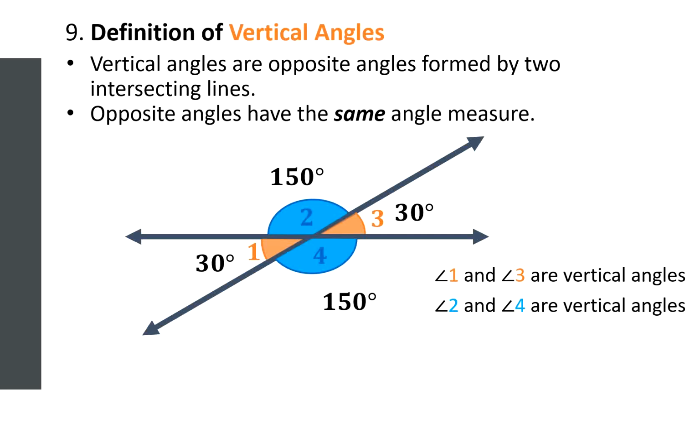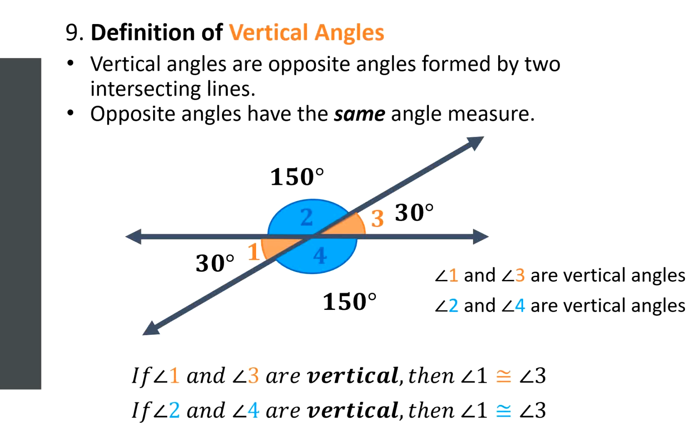So, therefore, we can write an if-then statement based dito sa figure na to. If angle 1 and angle 3 are vertical, then angle 1 is congruent to angle 3, which is true. They are both, anong measurement? They are both 30 degrees, no? Now, if angle 2 and angle 4 are vertical, then angle 2 is congruent to angle 4, which is they both have the same measurement na 150 degrees. So, ito yung definition ng ating vertical angles.